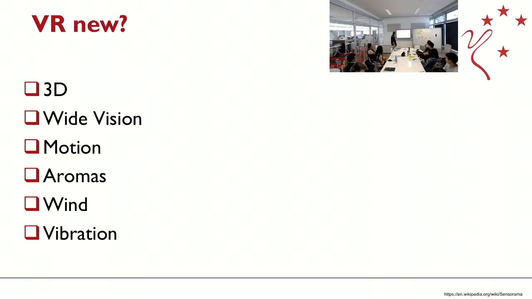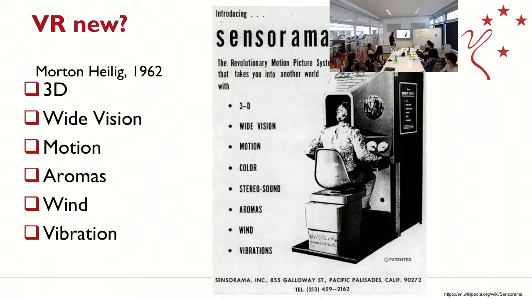So one question is, we're talking about we need 3D, we want wide field of view, we want some motion, maybe we want some smell, some wind, some vibration. And the question is, is this new? And actually in 1962, there was a device that was marketed and sold called Sensorama. Sensorama is a revolutionary motion picture system that takes you into another world.